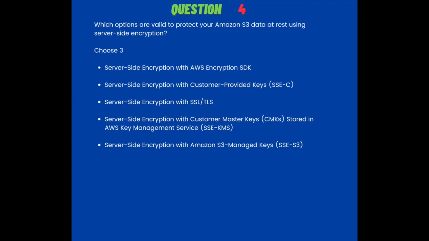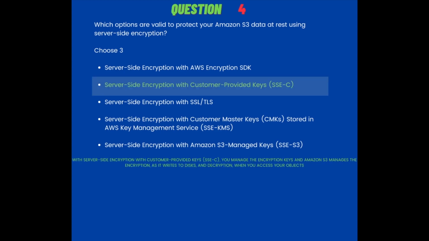You have to choose 3 out of these. First option, server-side encryption with AWS Encryption SDK. I am not familiar with this one, and I have never heard about this Encryption SDK. So let's go over the next option. Server-side encryption with customer-provided keys. So yes, this is one of the options you can select, because this is a valid option where you do server-side encryption where the customer provides the key, they select their own key for the encryption at rest. So yes, the second will surely be an answer here.